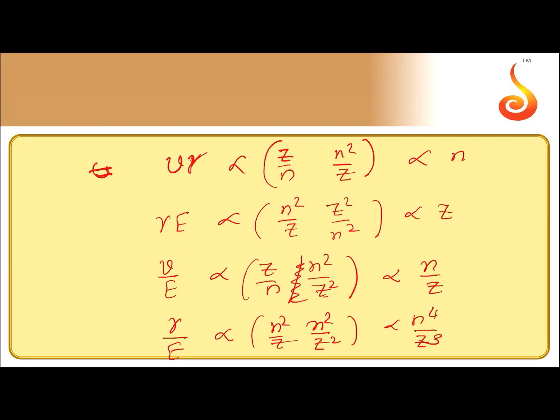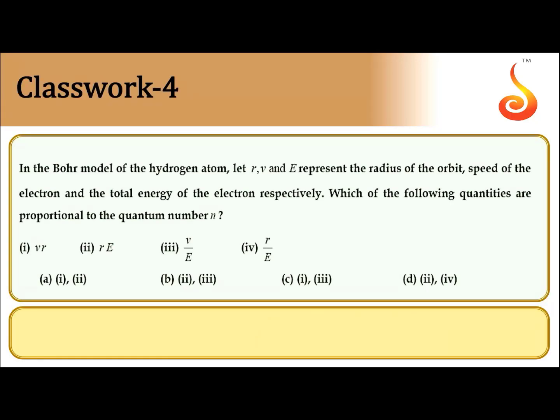So which quantities are directly proportional to the quantum number N? We have the first and the third, that is VR and V divided by E. So the first is correct, and the third is also correct. So what is our correct choice? First and the third. So C must be our correct choice.